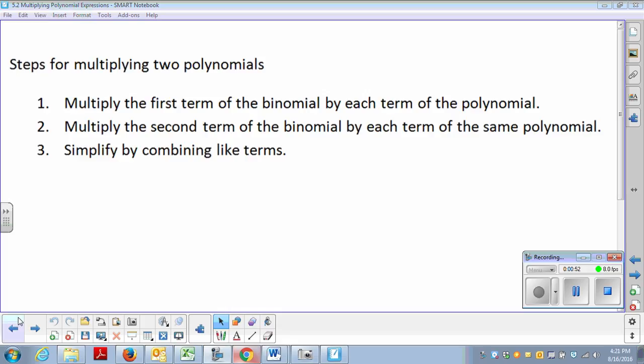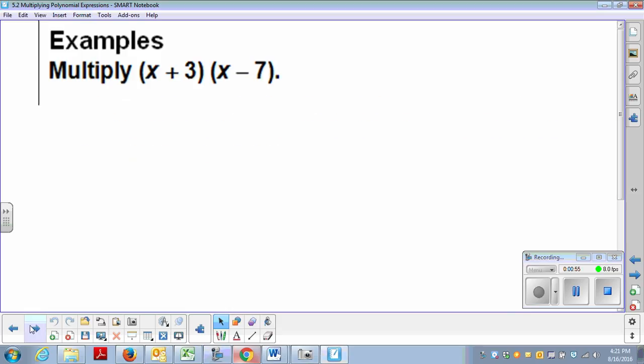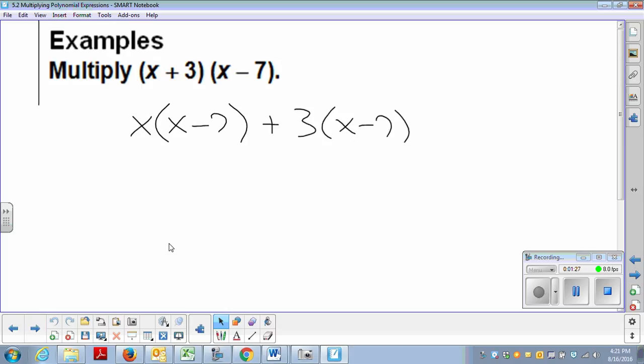Let's take a look at our first example. Okay, in this example, we're going to multiply these two binomials together. The first thing I did is went ahead and took the first term of my polynomial or binomial and multiplied it by every term in this polynomial. So I'm going to say x times x minus 7. And I'm going to add that with positive 3 times every term in that same polynomial.